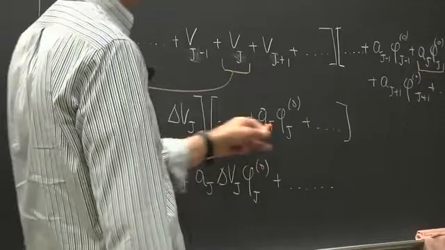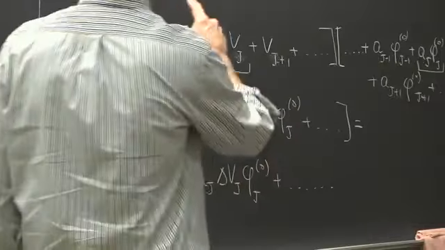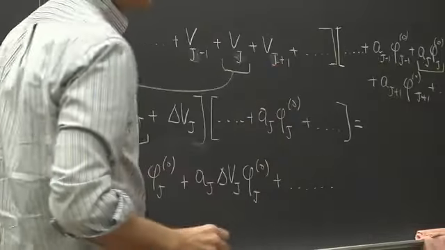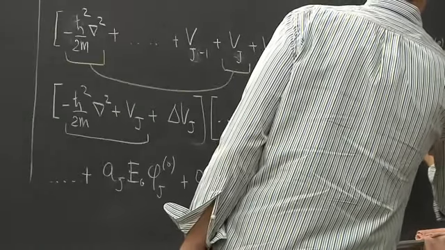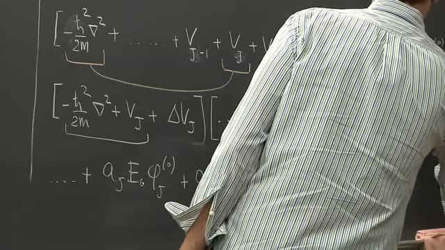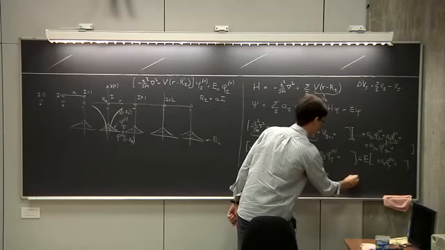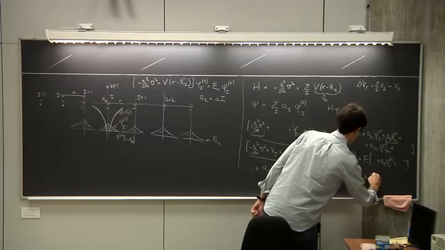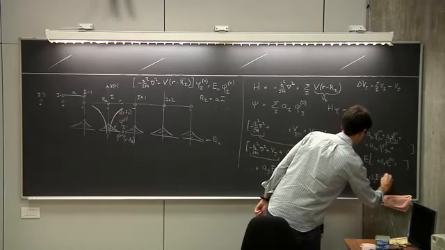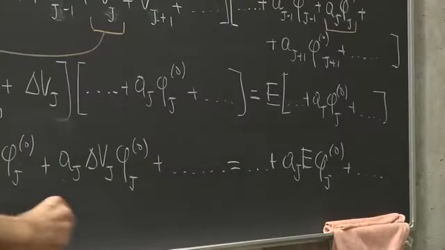This is the left-hand side. The right-hand side is quite trivial, because the right-hand side is only a number times phi j. So it's E times phi j, which I can therefore write as, right? Notice there's an equality here.